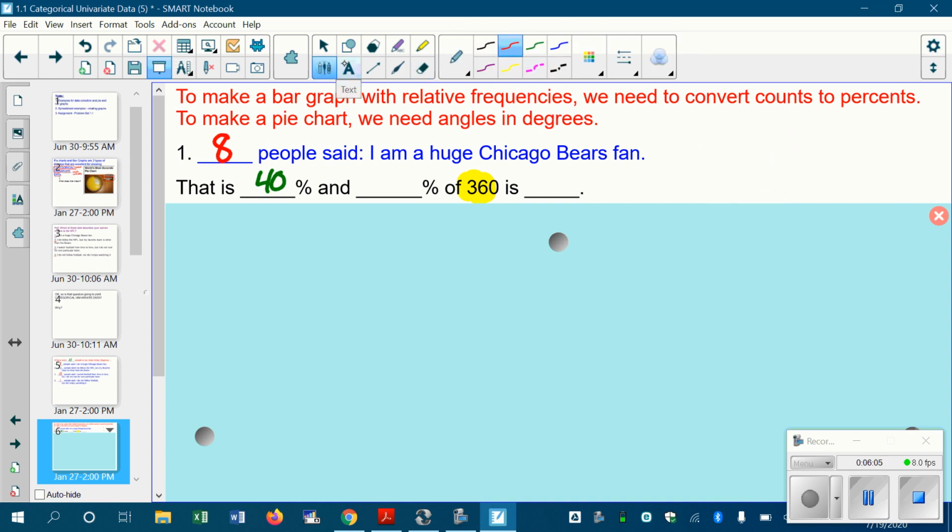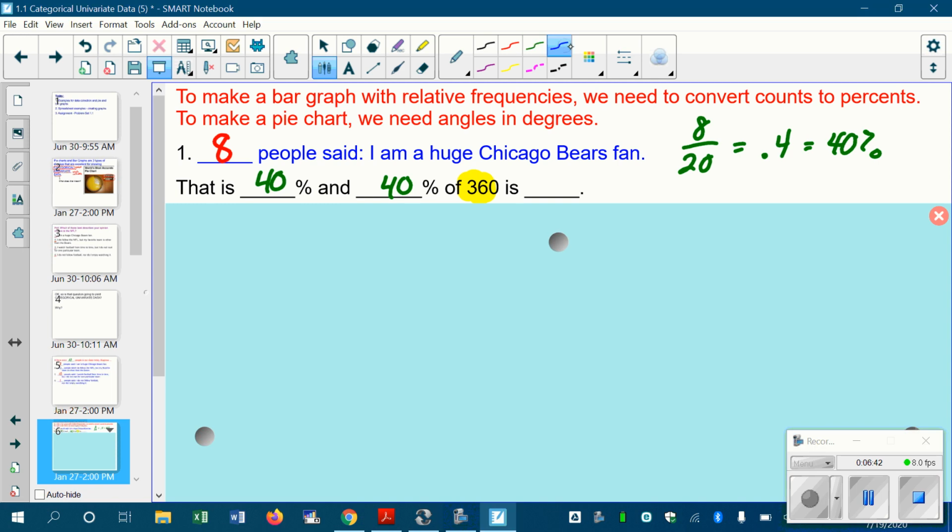So if I do 8 over 20, I'm going to get 0.4 on my calculator, and 0.4 is 4/10, which is 40 hundredths. And percent means per 100. Okay, so hopefully that conversion is something that you can handle, right? 8 divided by 20 on your calculator, get a decimal, move the decimal point over 2 places to the right, and you've got a percent. So then if we find 40% of 360, that's going to tell us how big our angle needs to be.